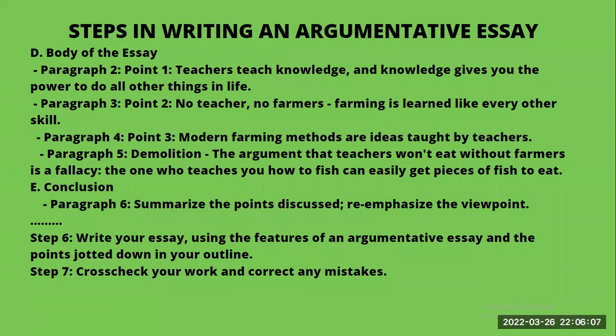So in this case, you are saying that this argument is a fallacy and that it is based on ignorance. In this case, you are saying that the one who teaches you how to fish can easily get pieces of fish to eat. So somebody who taught you how to farm can produce farm produce by himself. So that argument is a fallacy.